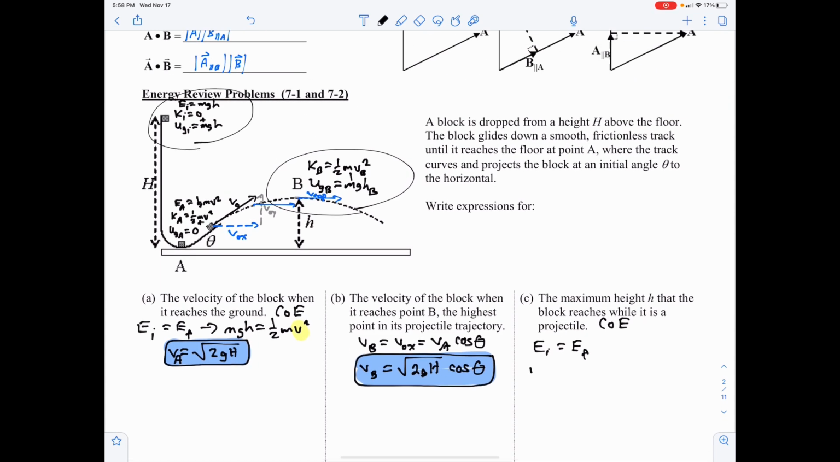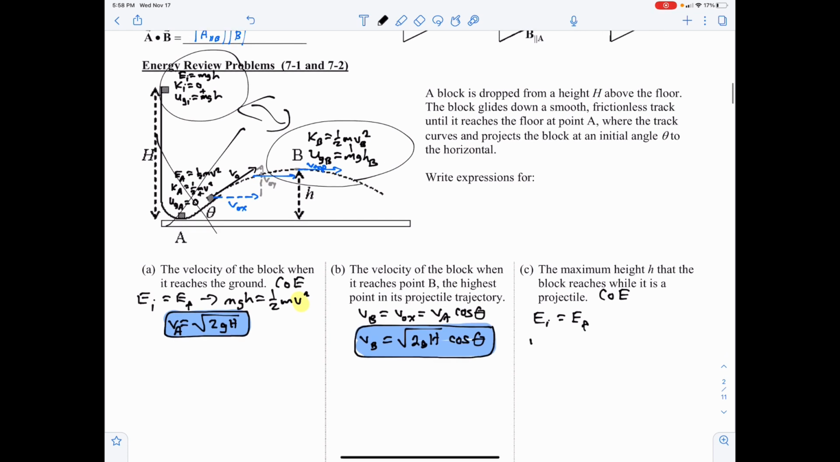The total energy initial, now here's the way you can do this. You can start from the top and go to point B, or you can start at point A and go to point B. Your initial point can be anywhere you have information. I'm going to choose to start at the very top again and just skip A altogether. I'm going to go from here directly to here. So my initial energy was mgh. My final energy is mgh sub B plus 1/2 mvb squared. There you go.